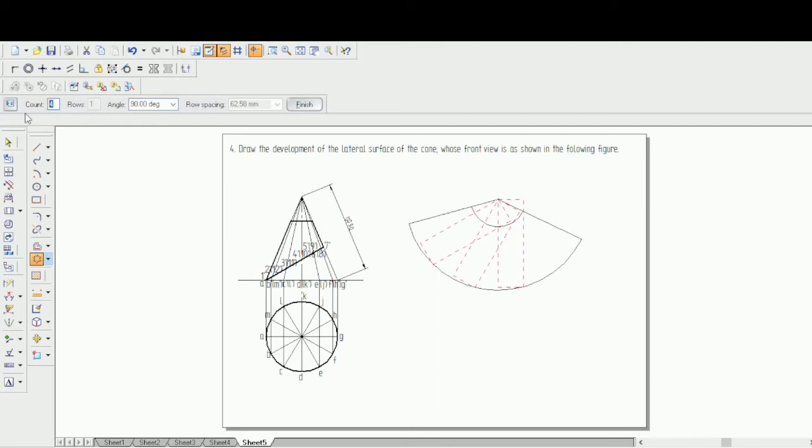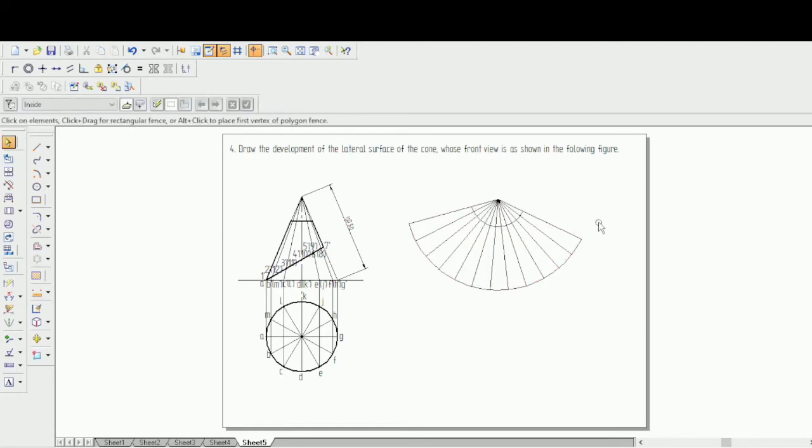So let's give the number of counts as, you already know there are 12 divisions in the circle: A, B, C, D, E, F, G, H, J, K, L, M. So you have totally 12 divisions. But here you'll be making plus 1, 13 divisions, because there will be one common point. So let's make 13 divisions, enter. And the angle is not 90 degrees or 360 degrees. It is the same angle that we got in between, that is 138.46 degrees. So click finish, and you will get these divisions here.